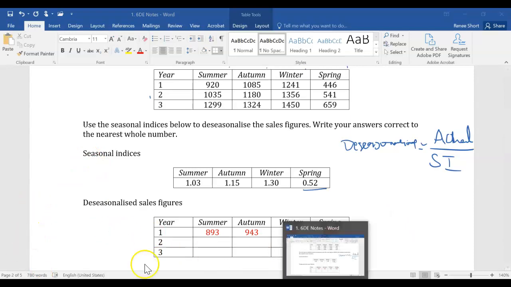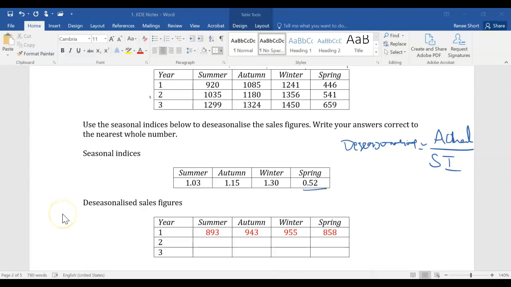What I'd really like you to do here is pause the video and rinse and repeat the process for year two and year three. See if you can work out those deseasonalized figures for those years. So pause it for me and I'm going to work them out and plot the answers in there.